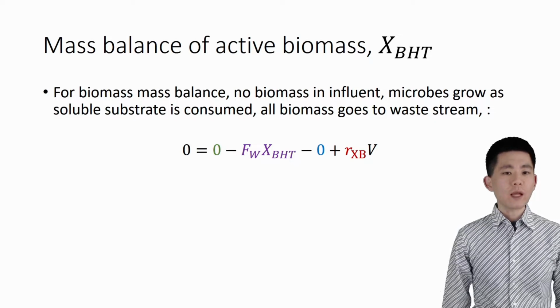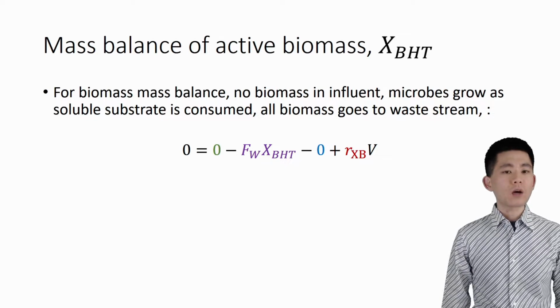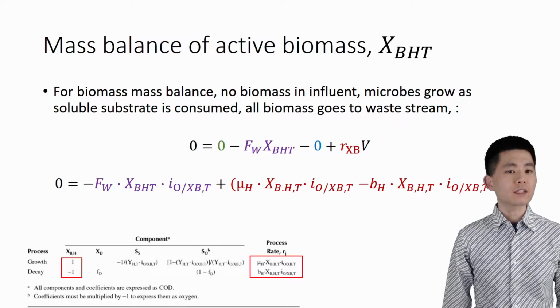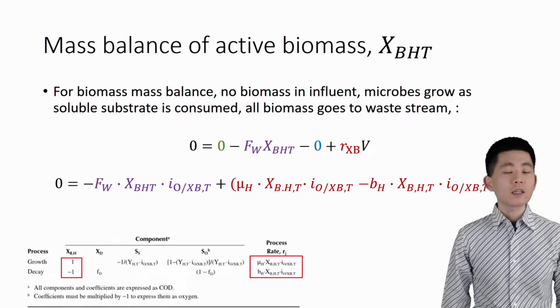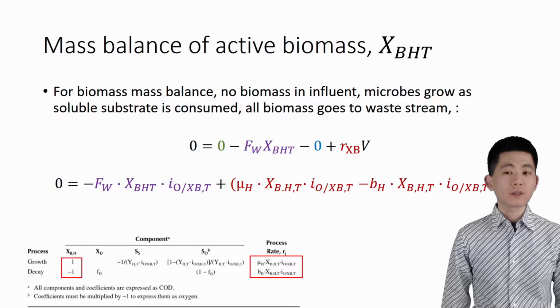For this simple setup, there's no biomass in the influent. Biomass grows as soluble substrate is consumed. Due to the biomass separator, no biomass goes to the liquid stream effluent. All biomass goes to the waste stream. Because the active biomass XBHT is TSS based, let's convert it to COD based first.